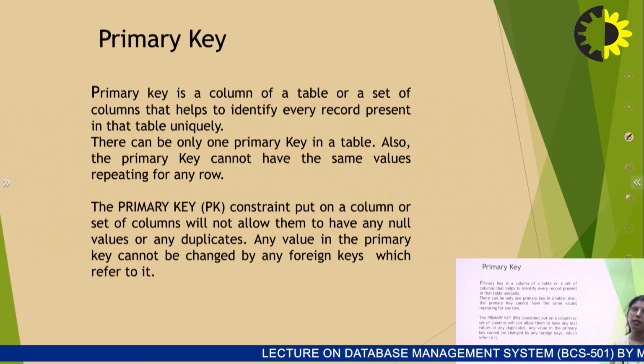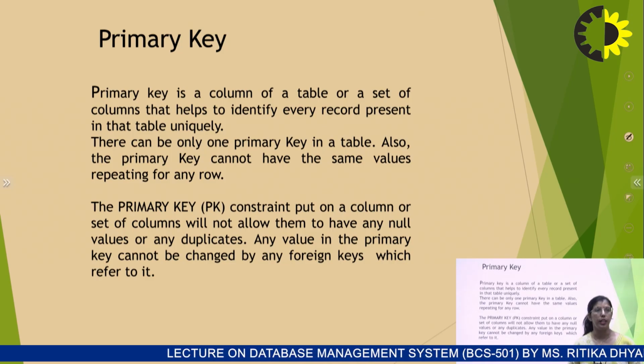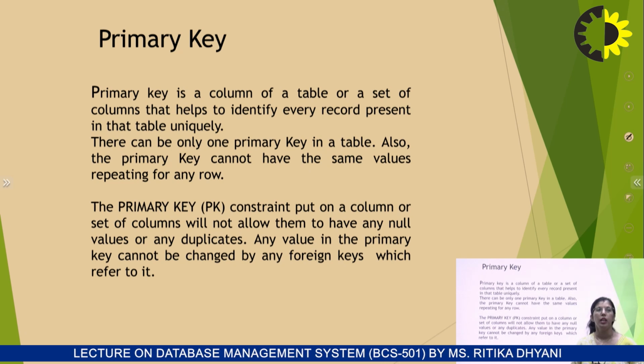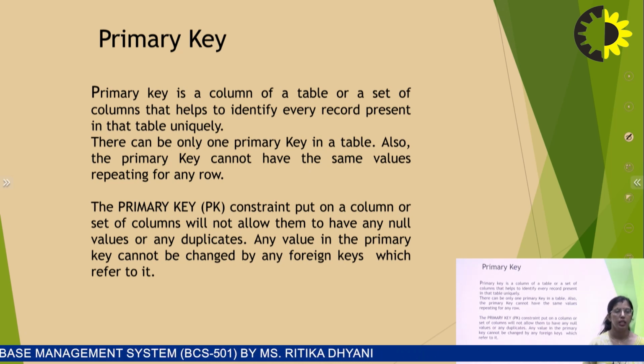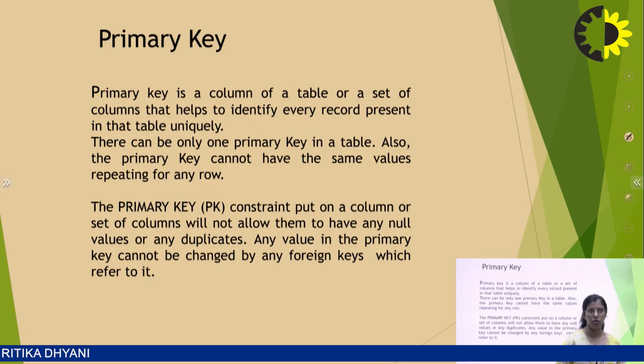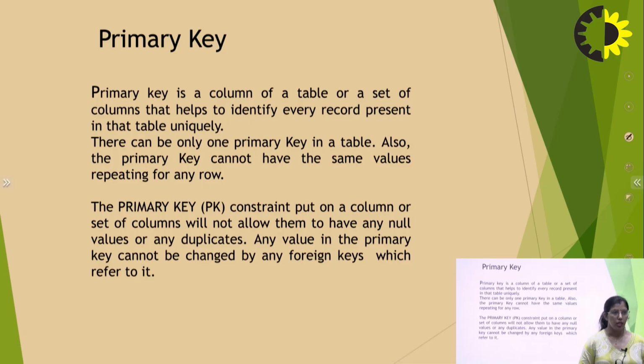Next is primary key. Primary key is a column of a table or a set of columns that helps to identify every record present in the table uniquely. There can be only one primary key in a table. Also, the primary key cannot have the same values repeating for any row. The primary key constraint put on a column or set of columns will not allow them to have any null value or any duplicates. Any value in the primary key cannot be changed by any foreign key which refers to it.